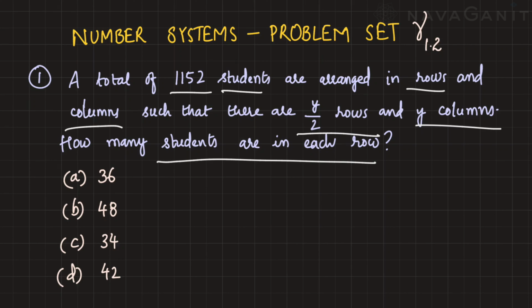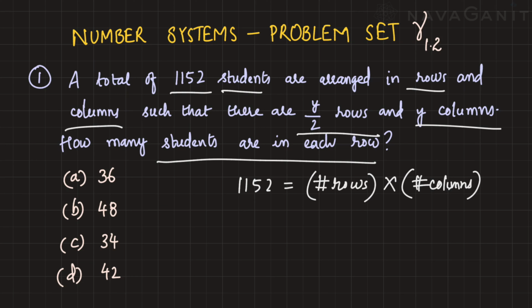So the total number of students is 1152. They are arranged in rows and columns. So the number of rows multiplied by the number of columns would be the number of students in all the rows multiplied by the number of columns, which would be the total number of students. This is 1152. Now we have that the number of rows is y by 2 and the number of columns is y.